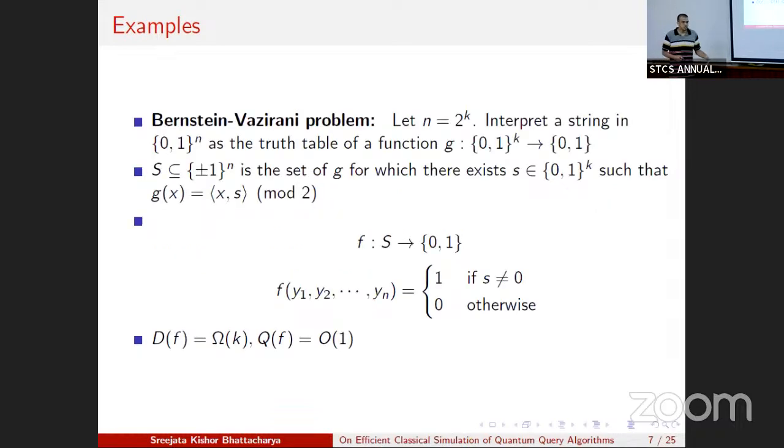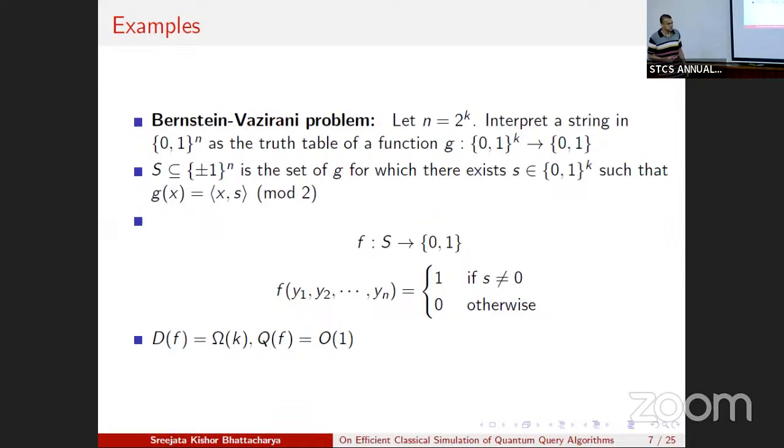Here's a function with a bigger gap. The famous Bernstein-Vazirani problem can be modeled in this query model. Suppose your bit length is 2^k. Assume that the string that you get is the truth table of some function. And suppose you have the promise that this truth table is the function which is actually the inner product of x with a certain unknown string s. You can model it in several ways. I chose the following way, to simply determine whether or not this function is non-zero. Using a quantum algorithm, you can determine s using just one query. So the quantum query complexity of it is 1.